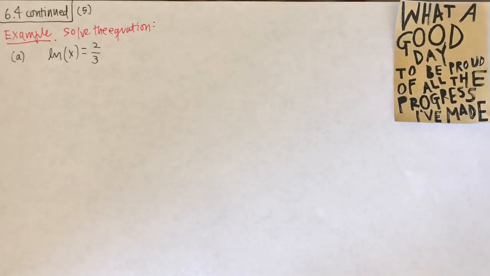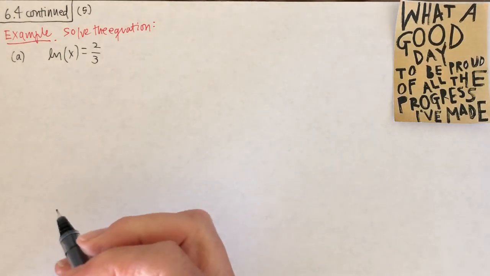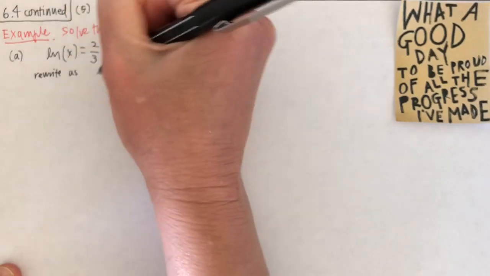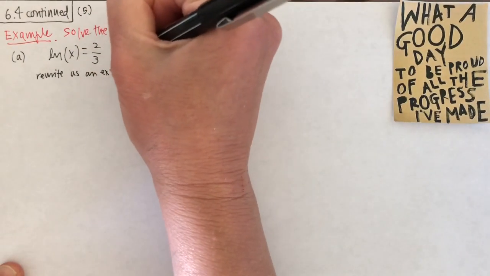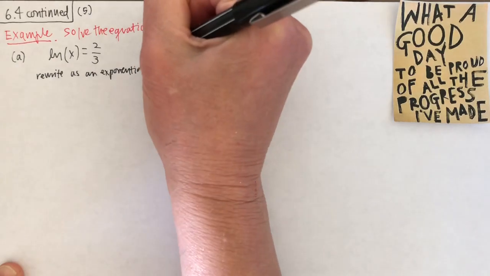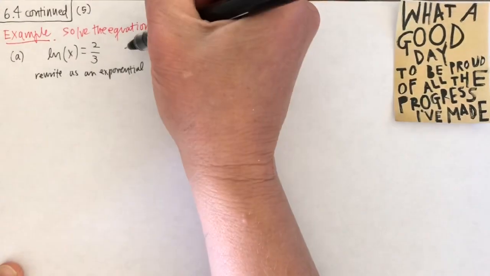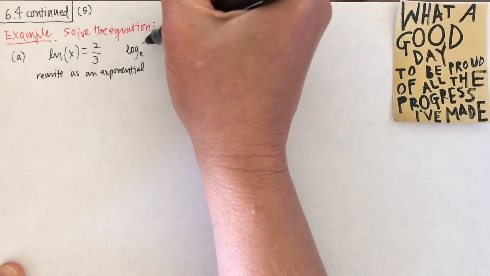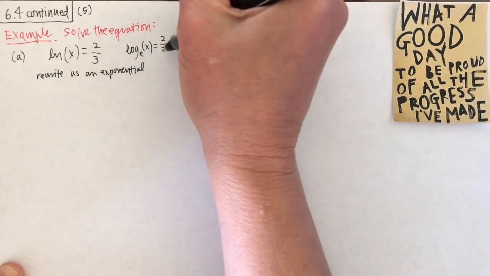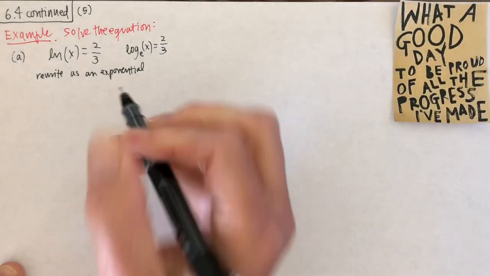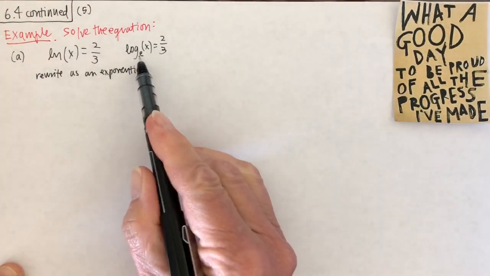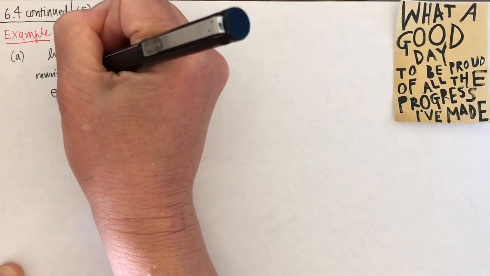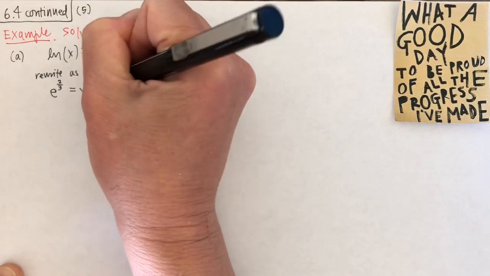Okay, so to solve this, I'm going to rewrite it as an exponential expression. And well, first of all, I'm going to remember that this is just log to the base e of x equals 2/3. Okay, rewriting it as an exponential, this means e to the 2/3 equals x. E to the 2/3 power equals x.